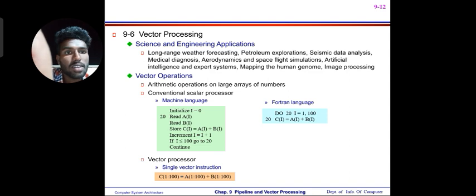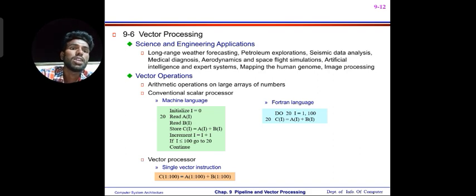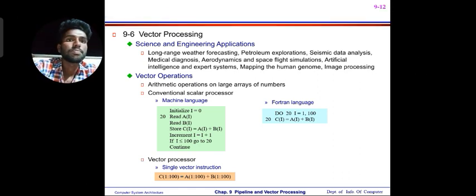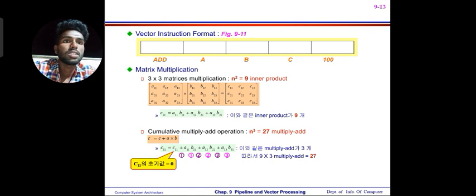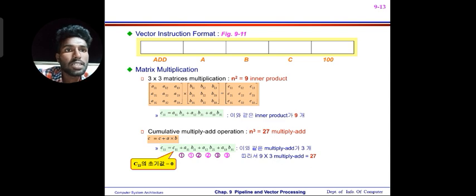Vector processor: a single vector instruction, C(1:100) equal to A(1:100) plus B(1:100). Above is the vector instruction format. Show the diagram. Matrix multiplication.